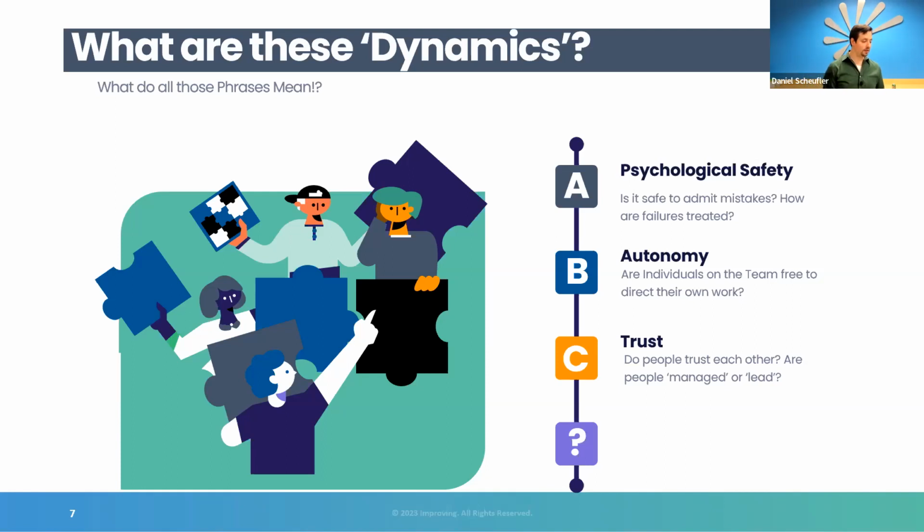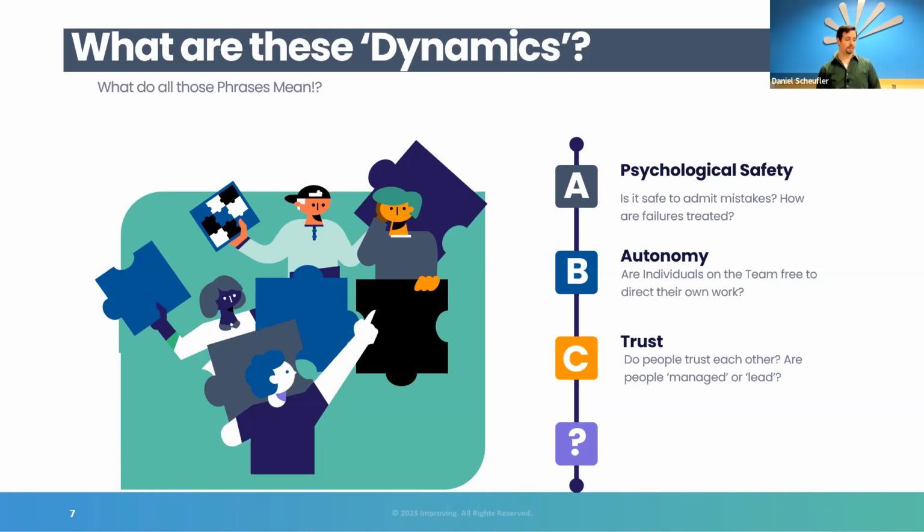Autonomy, similar kind of deal, right? I can't measure it directly except by asking questions. Are the individuals on the team free to direct their own work? Is the team really self-organizing? Are they driving towards the product? Do they understand enough to do it?